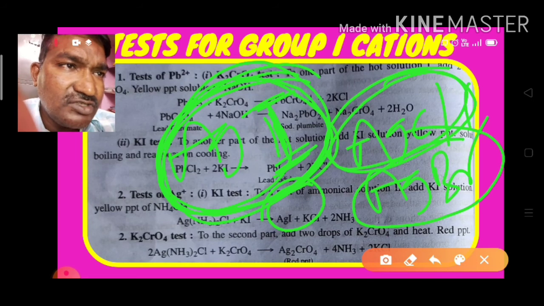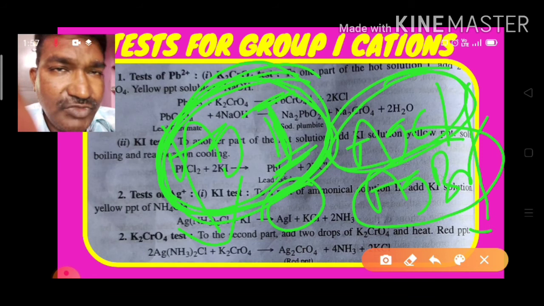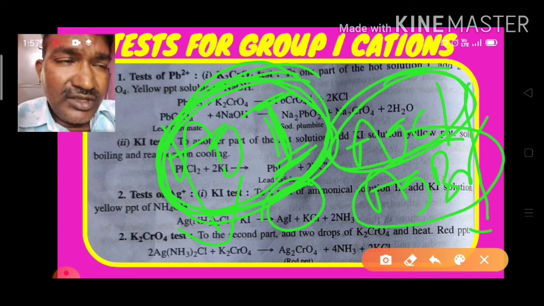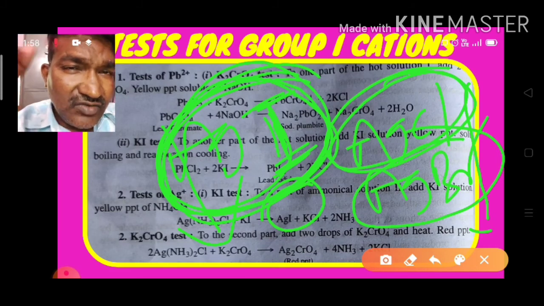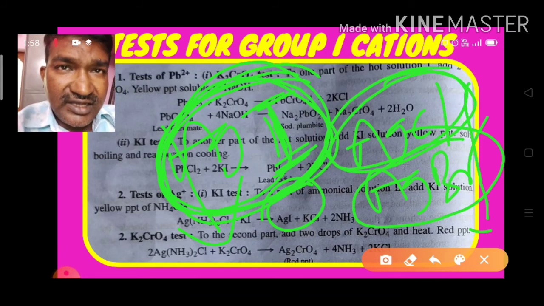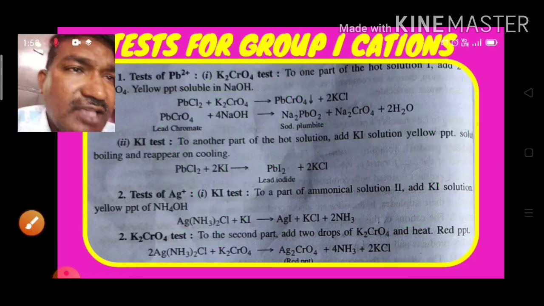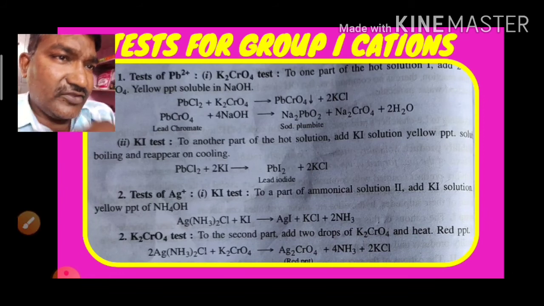Compared to silver chloride and silver bromide, silver iodide is more covalent in nature, and as the covalent nature increases, color also develops. Silver chloride is white in color, silver bromide has a pale yellow color, and silver iodide has a yellow color. So as the covalent nature increases, color also increases. Next we go for the discussion about the confirmation test of the mercurous ions.